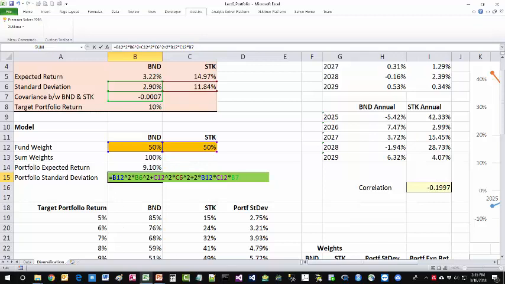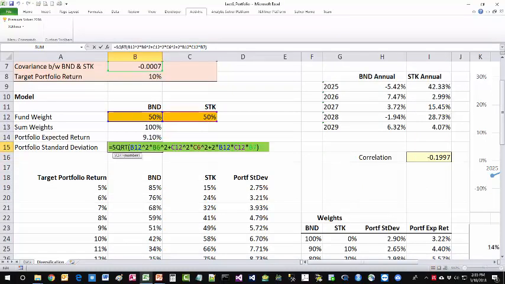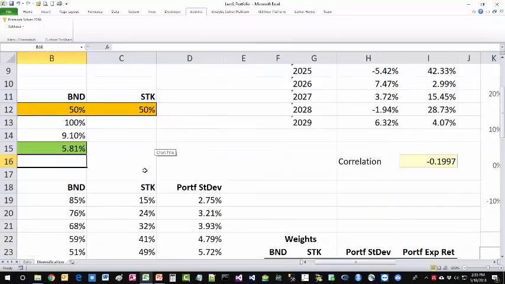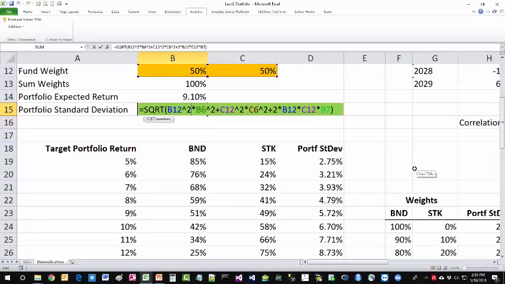So don't forget to take the square root of the whole darn thing by putting SQRT open parentheses in front, close parentheses at the end. I'm going to hit it, get 581. I'm going to zoom in a little bit, hopefully, so you can definitely see the cells a little bit better. This is B7 at the end, in case it's not visible.